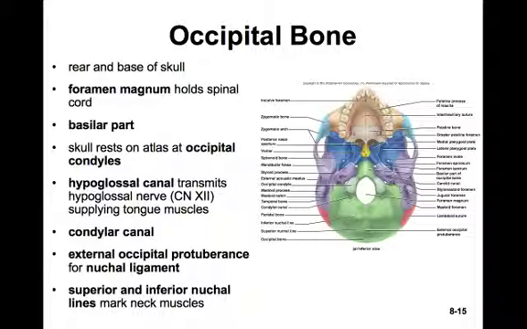We'll also see the condylar canal right here, as well as the external occipital protuberance. You can feel this on the back of your own skull. This is where the nuchal ligament attaches and prevents our head from just bobbing forward. There's also a superior and inferior nuchal line as big landmarks on the occipital bone. The superior nuchal line and inferior nuchal line. This is where many of the muscles of the neck attach.